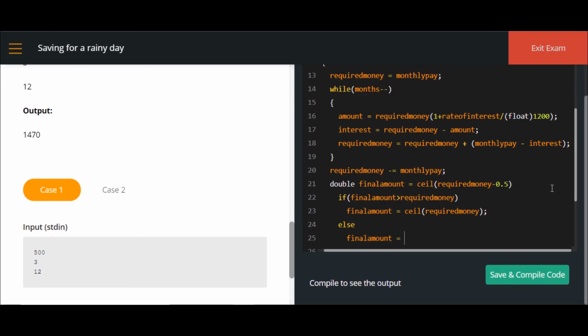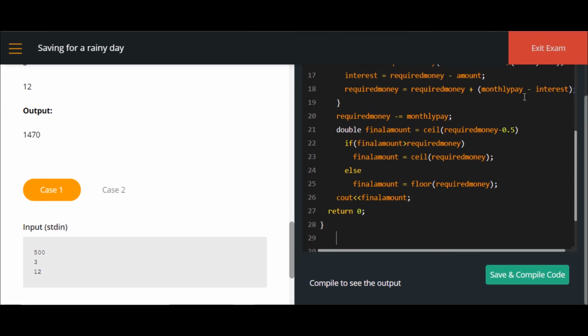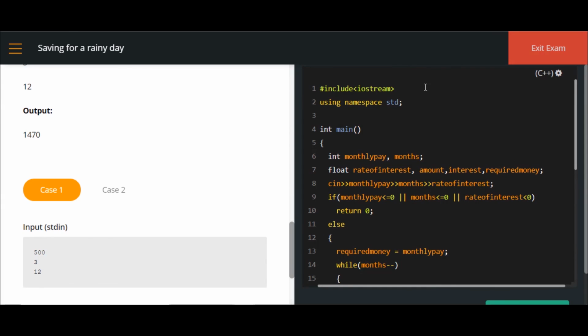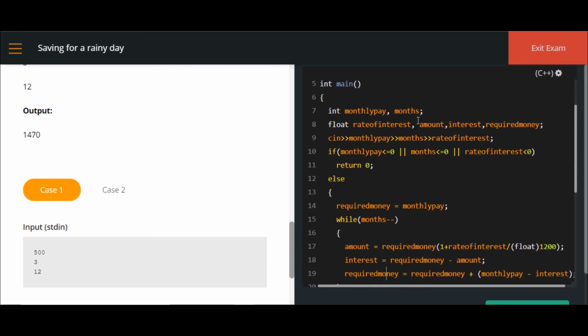So these two things are not present in iostream. So we will have to include some other header file. So we'll go quickly and include that as well. So finally, I am printing my final amount. So we'll quickly include the header file over here. That's present in math. So I'm just going to include math. That's it, guys. It's time for us to save and compile.